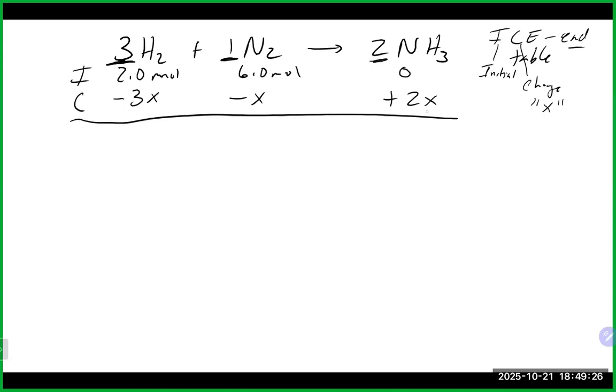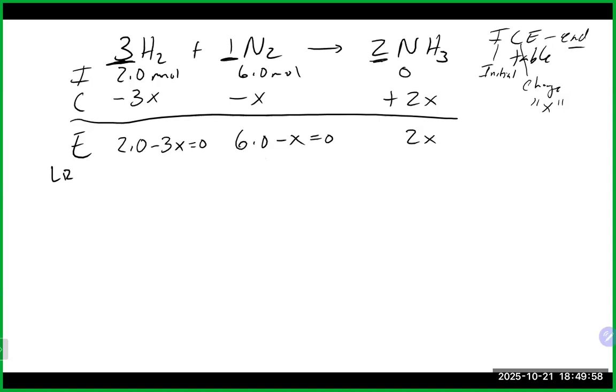Now, when we get to the end here, we're just going to bring everybody down. So we got 2 minus 3x. I'm going to get rid of the moles so it's not too crowded there. And 6 minus x and 2x, right? So at this point, when you do this table, you can now determine which one's your limiting reagent. And the way we determine which one's the limiting reagent is we're going to set each of these equal to 0 and solve for x.